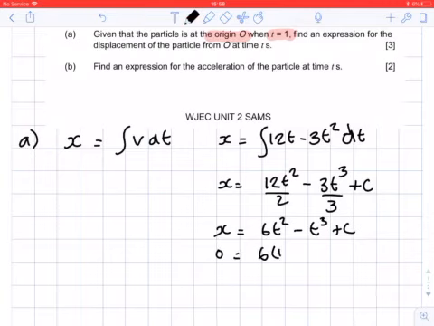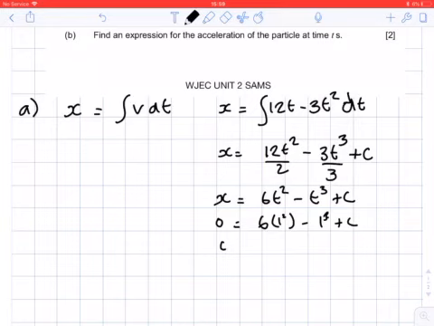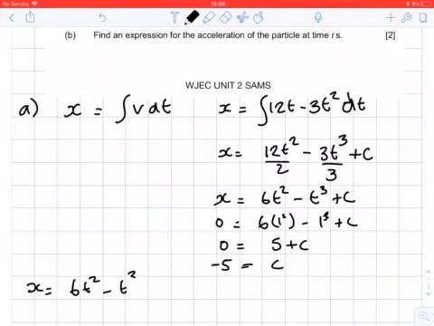So I can sub that information in and I can then work out what my constant of integration is. So I get 0 is equal to 5 plus c, so c is minus 5. Therefore, my expression for displacement is equal to 6t squared minus t cubed minus 5.